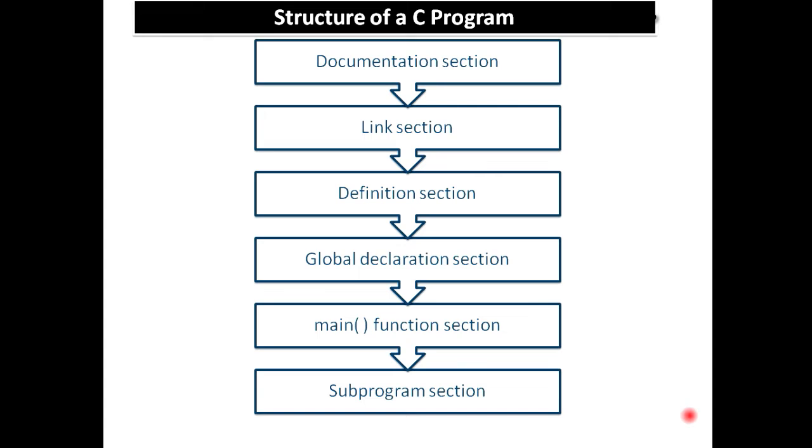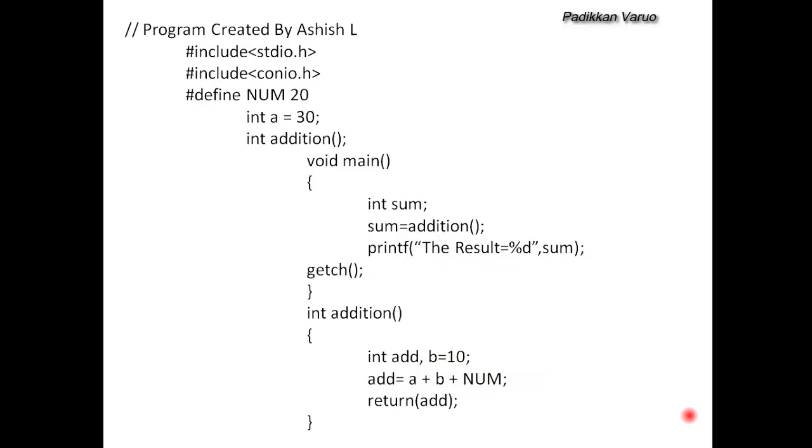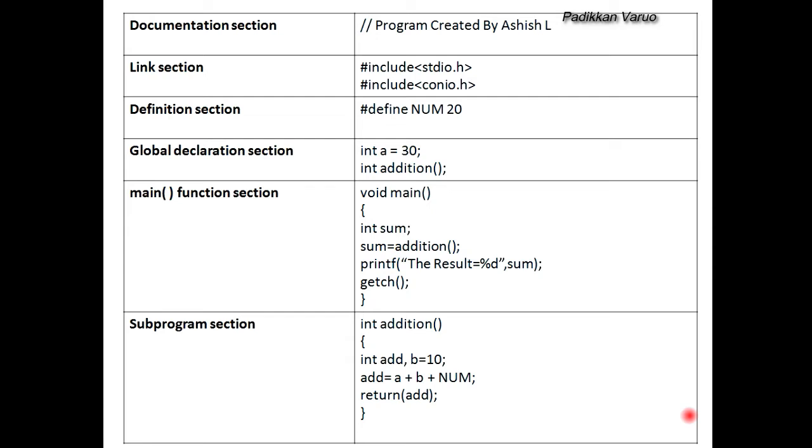So what do these different sections stand for? This is a sample C program created by me. We can see how this structure relates to this particular program. So here comes the answer. The first section is called the documentation section. We generally use this documentation section to represent the name of the program, the author of the program, or the purpose of the program, and other details like the time of creation of the program, etc. So these are the things related to the documentation section.